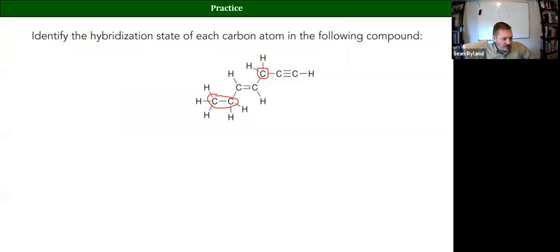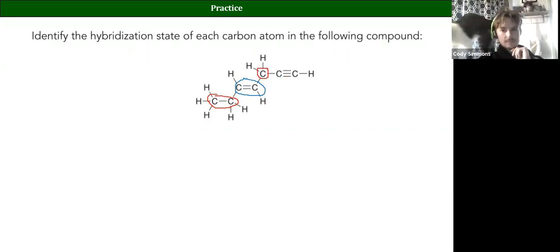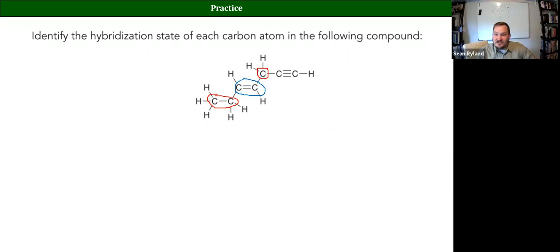All right, and then how about, let's go back to our compound here. These two carbons have three electron groups, with a single pi bond, but still have four total bonds. So they still have a full valence, but only three electron groups. Those are going to only have three hybridized orbitals, which would make them sp2.